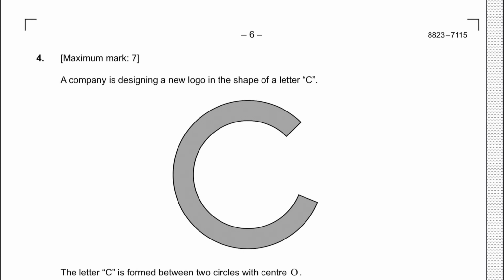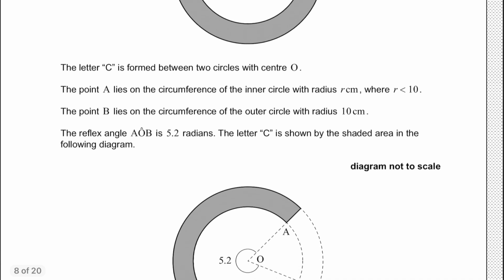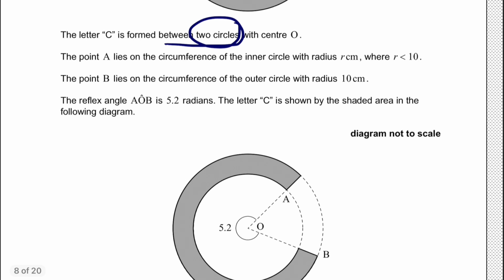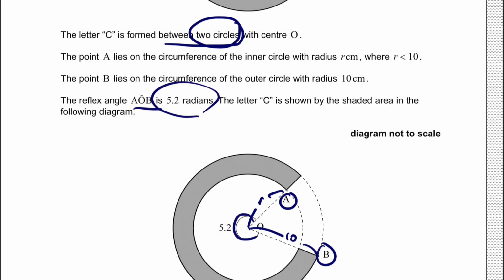Then let's try question number 4. This question is about applications, and it's about geometry. We have a company designing a new logo in the shape of the letter C. This letter C can be formed within two circles with center O. Point A is at a distance of r from the center O, and point B is at a distance of 10 from the center O. The angle AOB is 5.2 radians, the reflex angle.